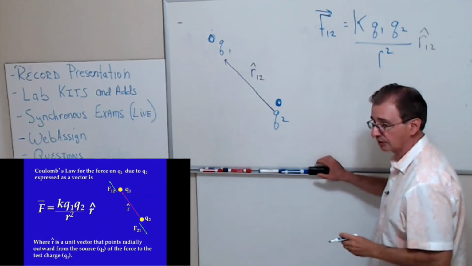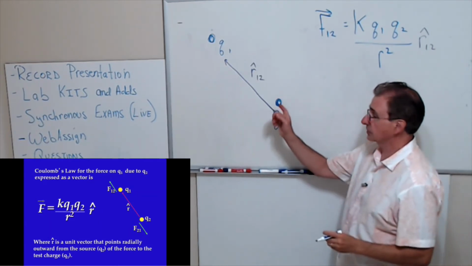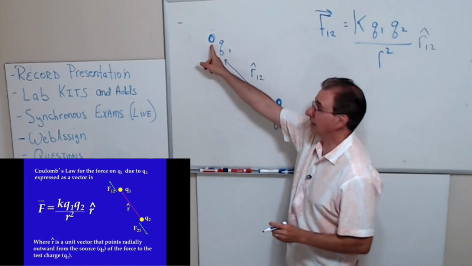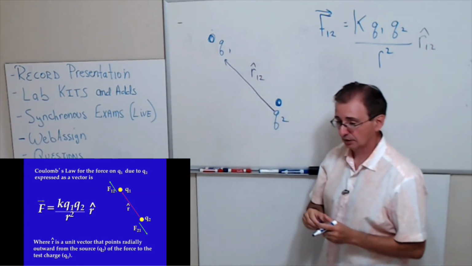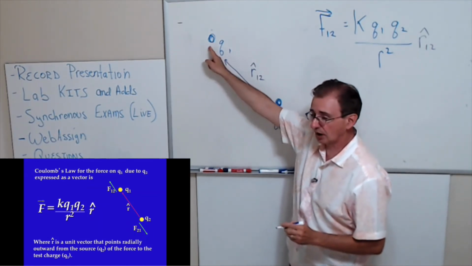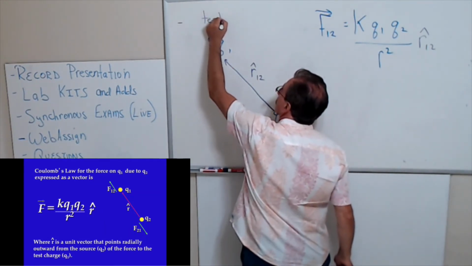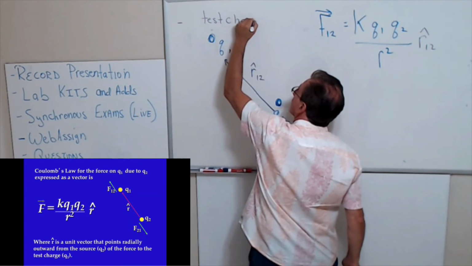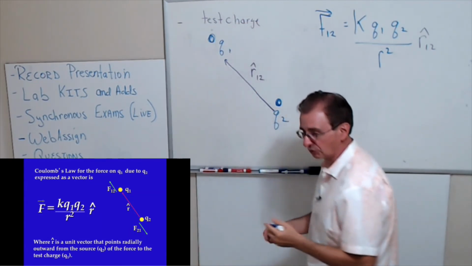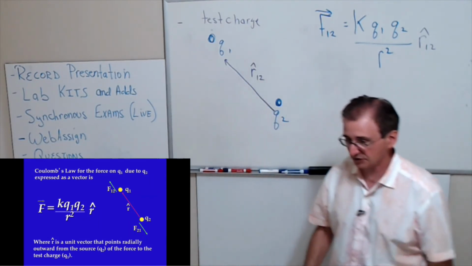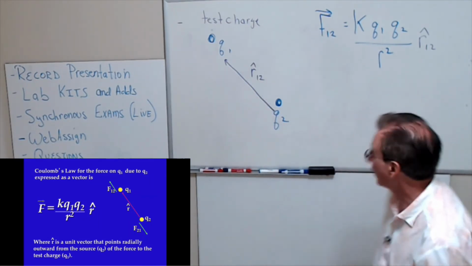It's a vector that points directly from the source of the force to the object in question. And we'll call this one the test charge. The one we're studying, we'll call it the test charge, and you'll see why we call it the test charge later.